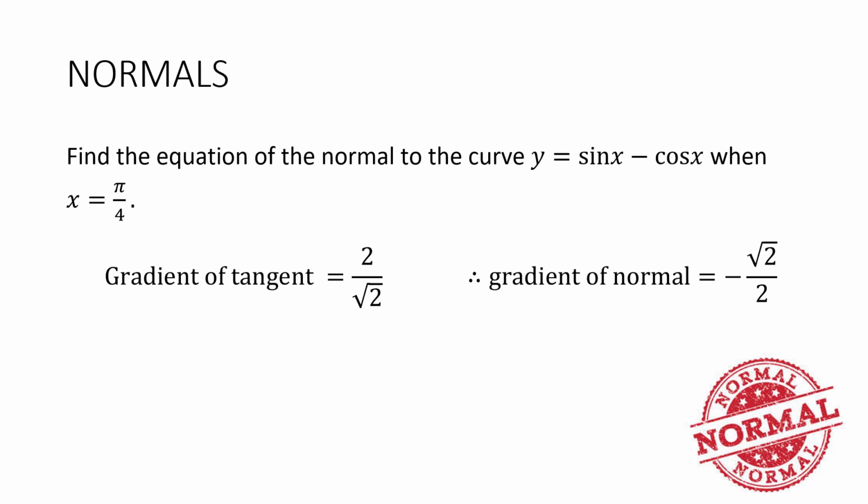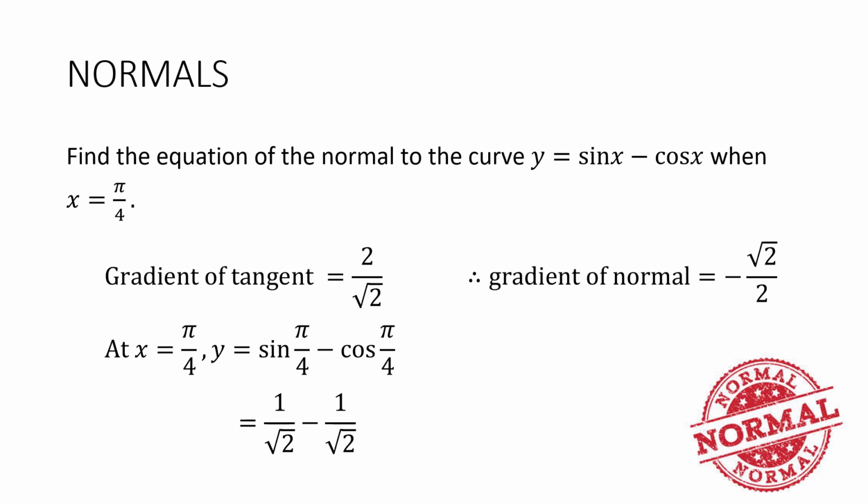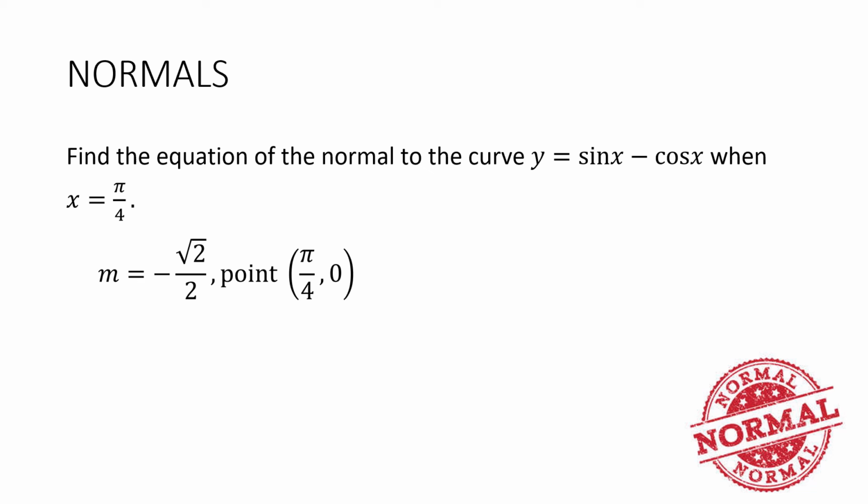Now I want to use the point gradient formula. I have the gradient, but I've only got the x coordinate. So to find the y coordinate, I substitute back into the curve. At x equals pi on 4, y is equal to sine pi on 4 take away cos pi on 4, which is 1 on root 2 take away 1 on root 2, which is 0. So now I have all the information that I need. I have the gradient and the point. So into our point gradient formula, y take away y1 is equal to m multiplied by x take away x1.